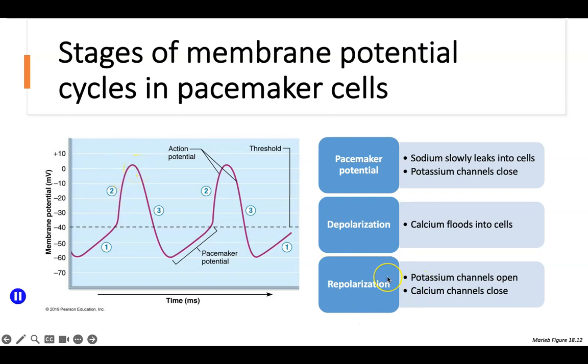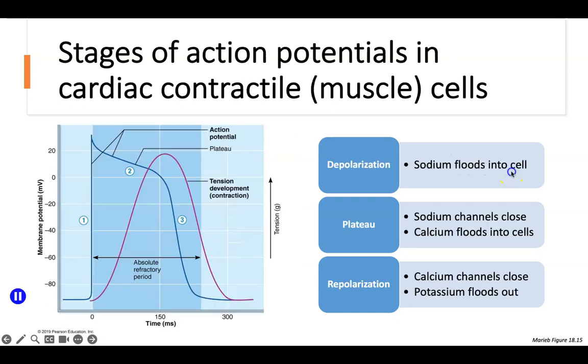And then stage three is repolarization. And in this case, it looks a lot like what you saw in neurons and in skeletal muscle fibers. It's caused when the potassium channels open and potassium starts to flow out of the cell. Additionally, at that time, those calcium channels are going to close. That just allows this to be pretty rapid. So again, we have pacemaker potential into depolarization, and then finally, stage three is repolarization.